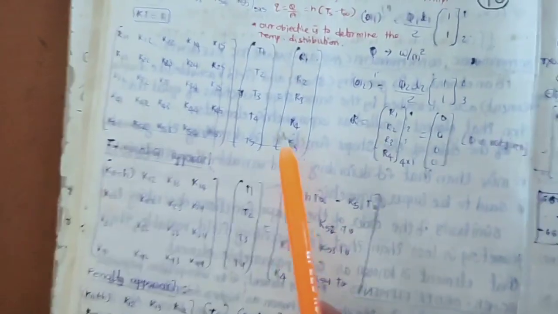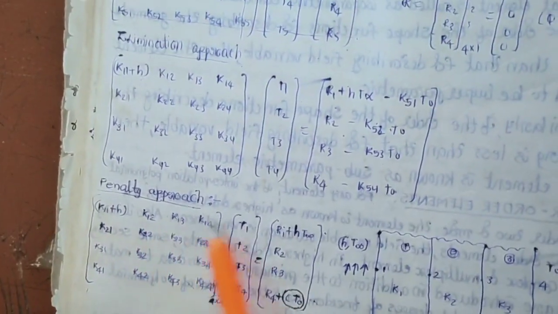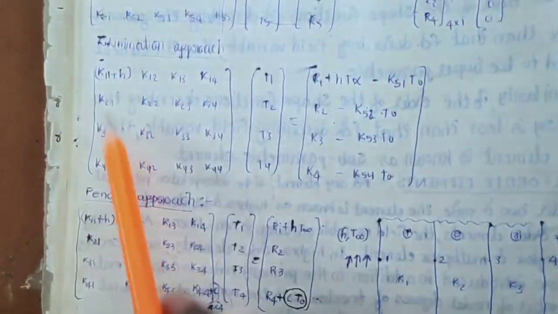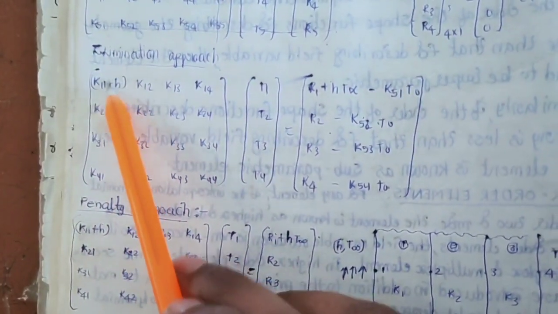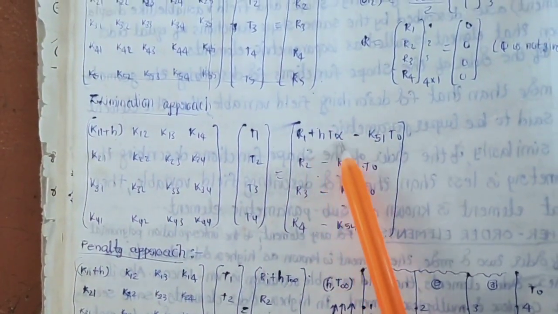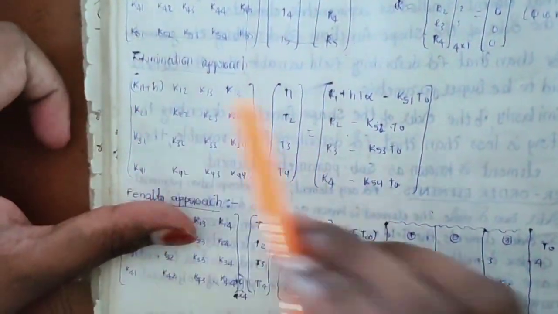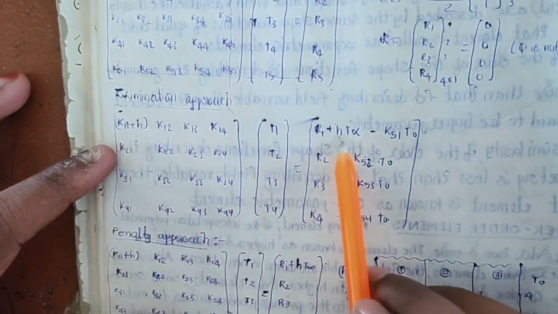As you know, for the boundary condition we have two approaches. One is the elimination approach, and another one is the penalty approach. For the elimination approach, the formula is the same, but the small changes are plus h here and h T infinity here. This is the only change. This is similar to the earlier case, but here we have to add h and hT infinity.